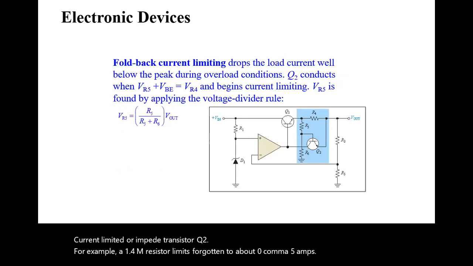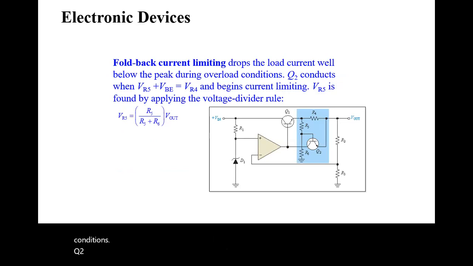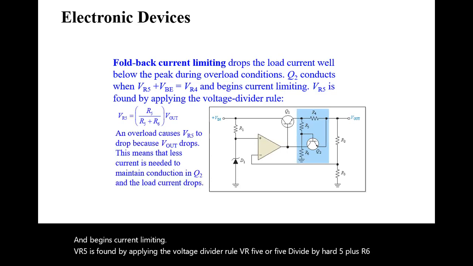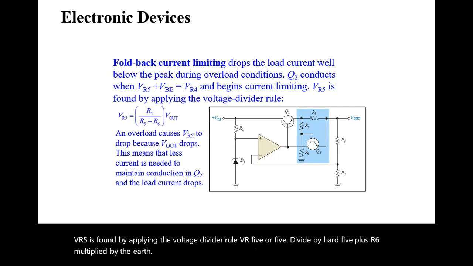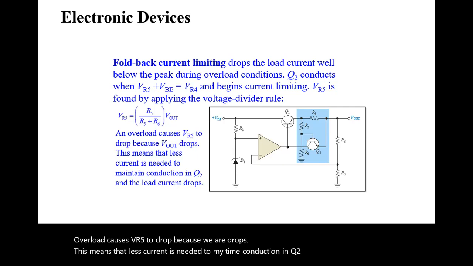Foldback current limiting drops the load current well below the peak during overload conditions. Q2 conducts when VR5 plus VBE is equal to VR4 and begins current limiting. VR5 is found by applying the voltage divider rule: VR5 equals R5 divided by R5 plus R6 multiplied by V out. An overload causes VR5 to drop because V out drops. This means that less current is needed to maintain conduction in Q2 and the load current drops.